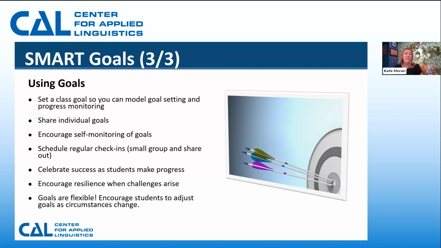Encourage your students to self-monitor their goals. So show them how they can check in and make sure that they're taking steps toward the goals that they've set for themselves. Another great idea is to, just at the beginning of the course, schedule some regular check-ins. So maybe 3 or 4 check-ins throughout the whole course. Have students meet in small groups and share how they're moving toward their goals, the good, the bad, the ugly. And then share out about that progress. Celebrate successes together as students are making progress, to keep everybody encouraged, and encourage resilience when those challenges inevitably arise.